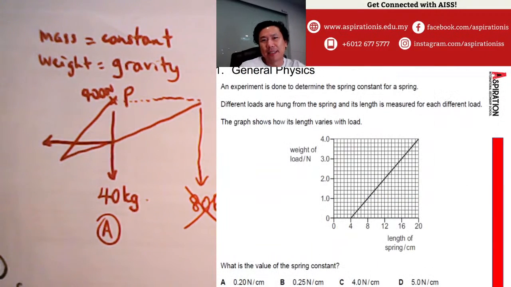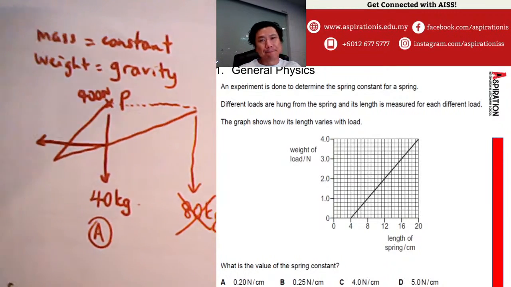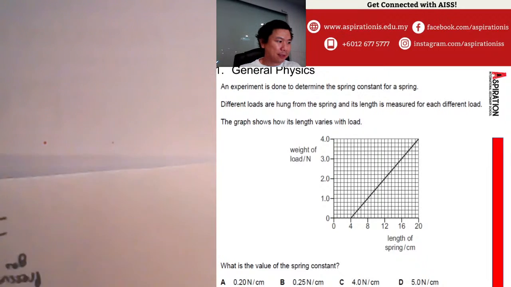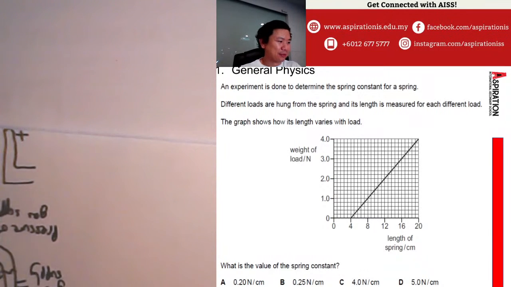Now, the next question, Hooke's law. I hope you all know the definition of the explanation for Hooke's law. You all know the definition of Hooke's law.